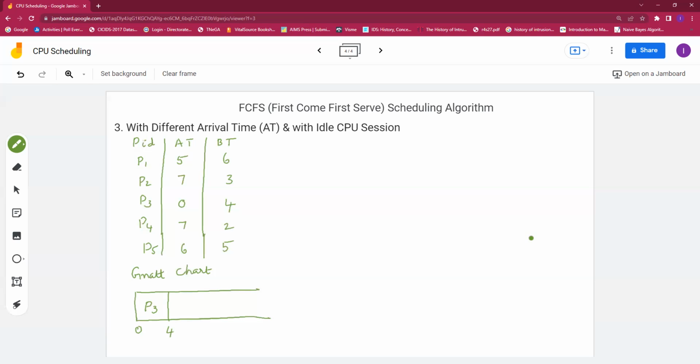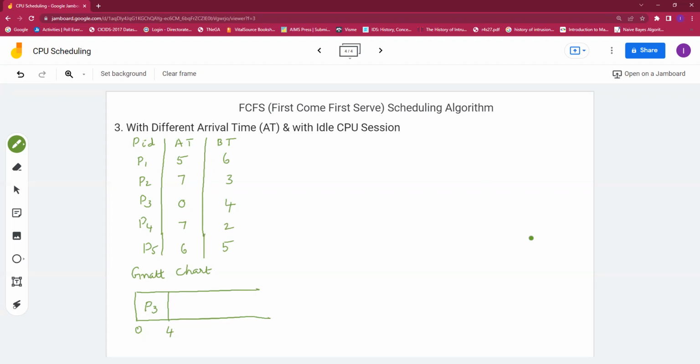Once this is done, the next process has to be given to the CPU. The CPU scheduler has to take the next process from the ready queue and give it to the CPU for its execution. Now the CPU scheduler will go and see which process is available in the ready queue. As of now, there is no process available in the ready queue.